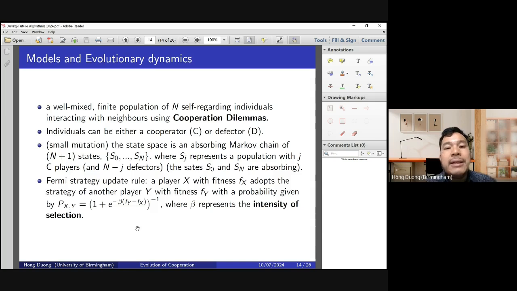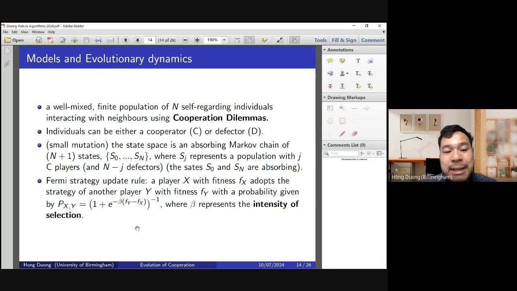They will use either cooperator or defector, and they update their strategy during the evolution. They update the strategy using the so-called Fermi strategy update rule. A player X with fitness Fx will adopt the strategy of another player Y with fitness Fy with a probability given by this formula.